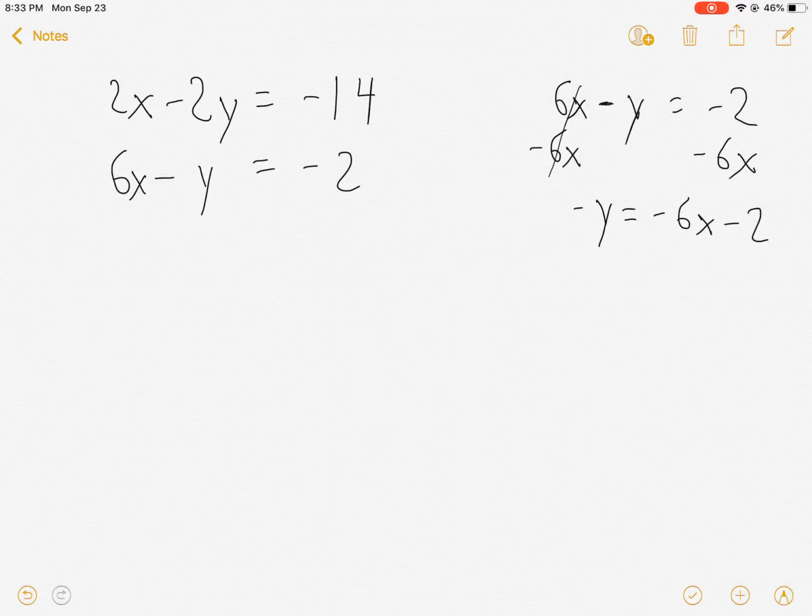And then I need to get rid of that negative. Kind of up to you how you want to look at it. You could say you're multiplying by -1, you could say you're dividing by -1. Either way, in the end, you're pretty much just flipping the sign of every single term in this equation. Meaning y becomes positive, -6x becomes positive, and -2 becomes positive.